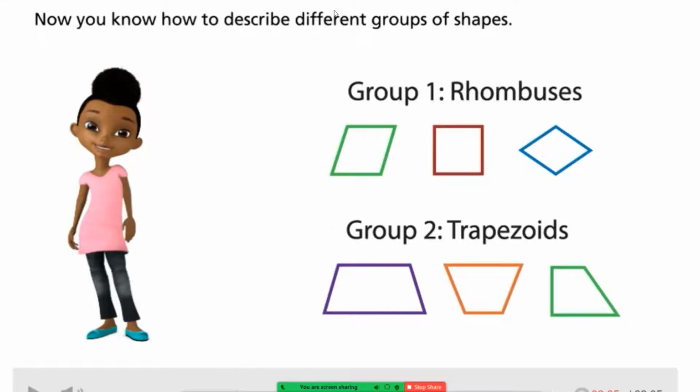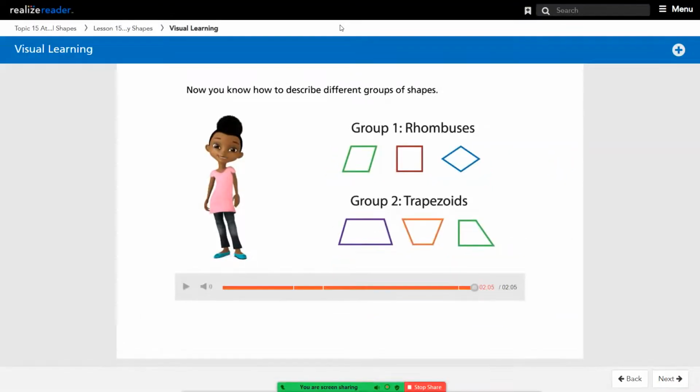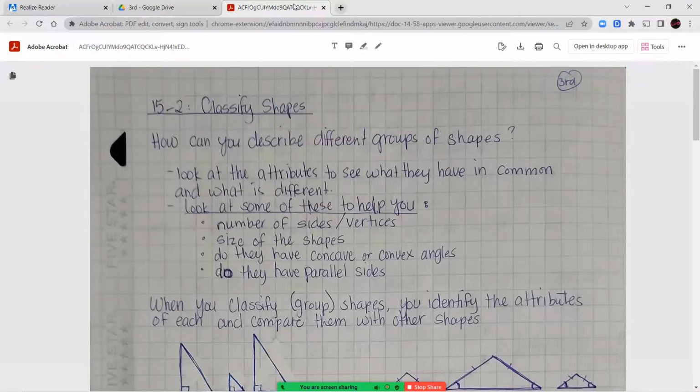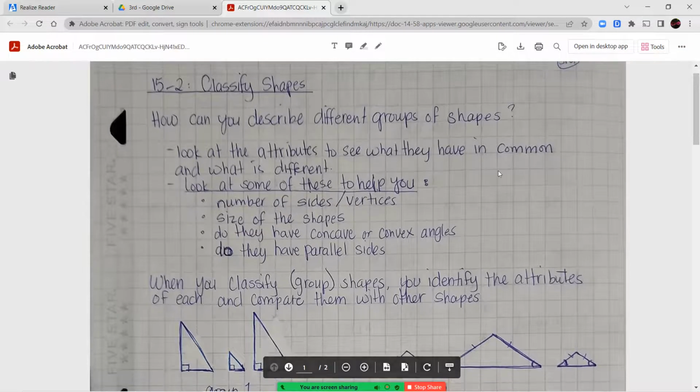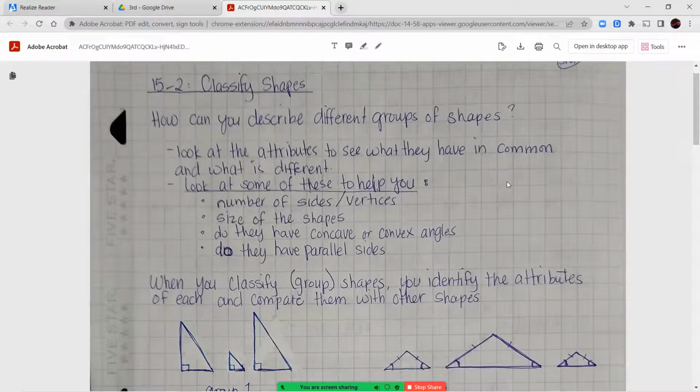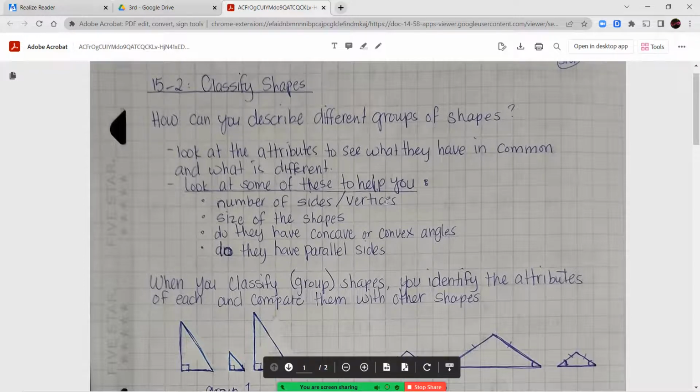All right, now that we've finished with our short video lesson, let's jump into our notes and our guided practice together. Now, our notes for 15-2 focus on classifying shapes. How can you describe different groups of shapes? You can look at the attributes to see what they have in common and what's different. Look at some of these to help you. The number of sides and vertices, the size of the shape.